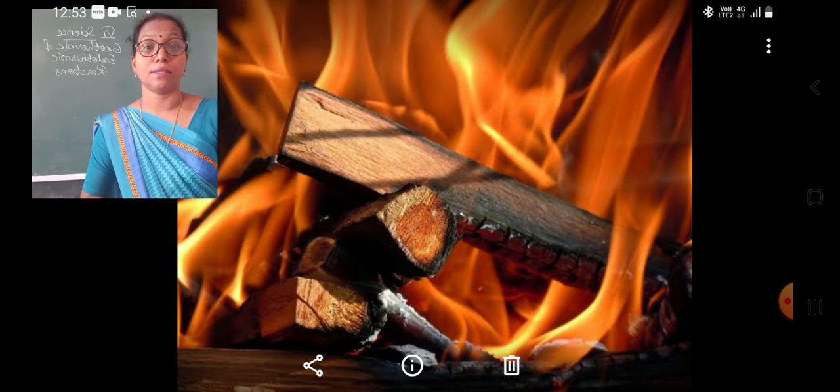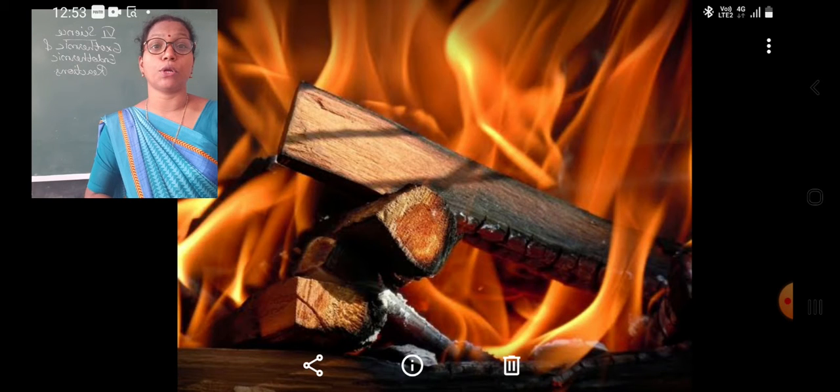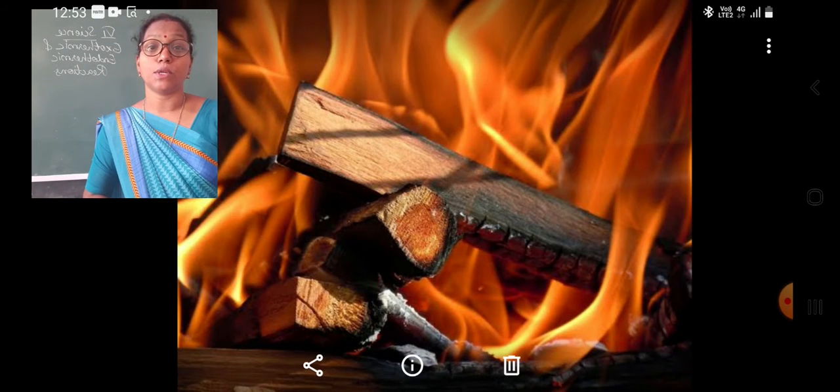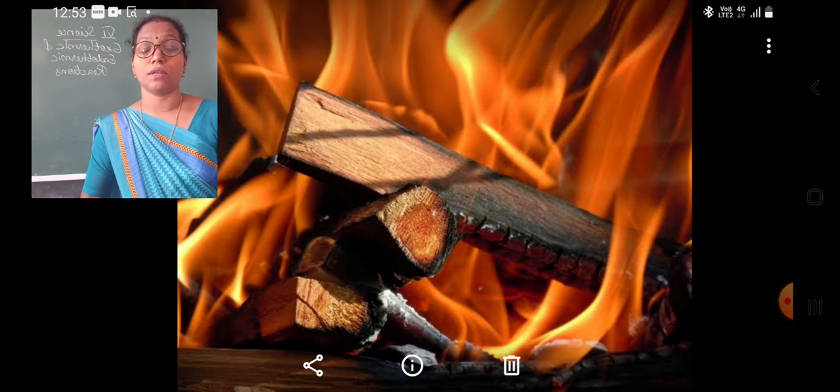Then students, the burning of firewood, in which large quantities of heat and light is produced. This is also an example of exothermic reaction.